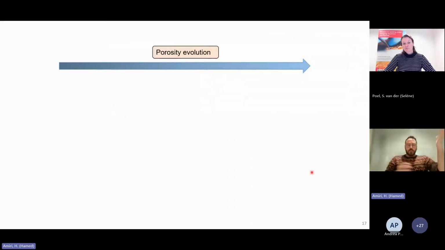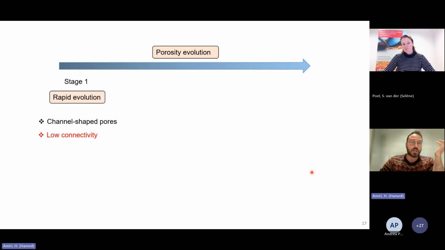So you saw that the combination of these SMDs and also the Minkowski functionals provides a lot of useful insight about the porosity evolution, its structure, and its morphology. And with that, we could identify three stages. The first stage was a rapid evolution, where channel-shaped pores were created, but the connectivity was not high. We had a low connectivity.